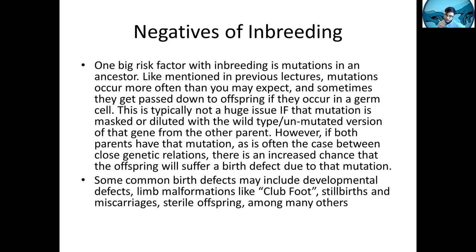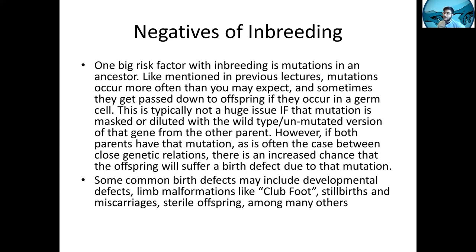However, if both of your parents have that mutation, which is often the case when your parents are siblings, then there's a much more increased chance the offspring will suffer a birth defect. And this can happen even if your parents are not related. This does happen relatively often, because there's a lot of mating without close relations, I should say. But it's much less likely to happen if it's just two random people.